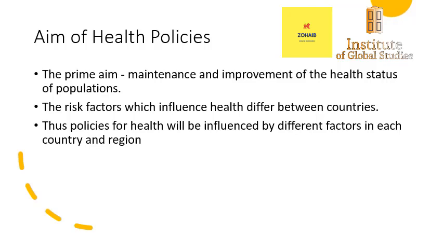The second aim is that the risk factors which influence health differ between countries. In country A, we have a different set of risk factors. As we move from one point on the globe to another, from one country to another, the risk factor varies regarding health issues. In some countries, there are different diseases. For instance, in Pakistan, we are fighting with polio. We are trying to eradicate polio. But in the Western countries, on the contrary, polio was eradicated a decade ago. So it means that we have different risk factors for different countries.